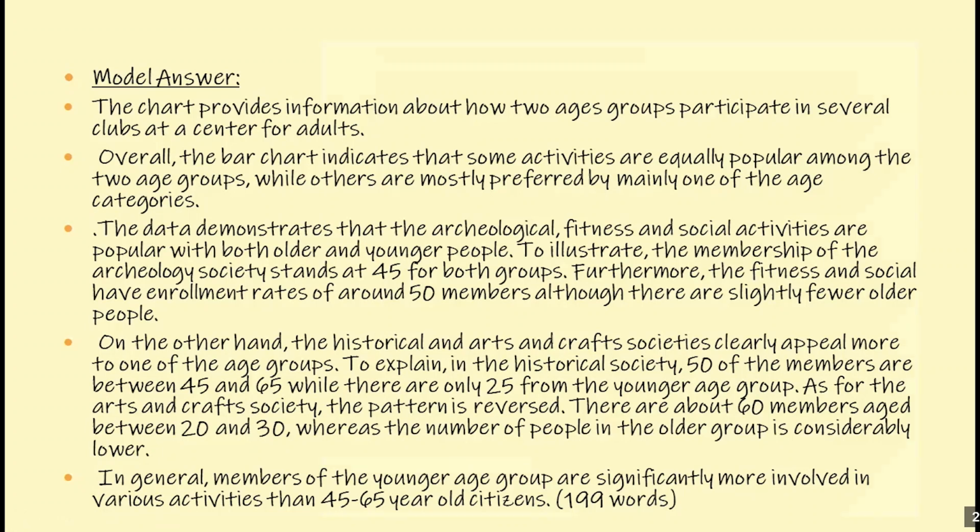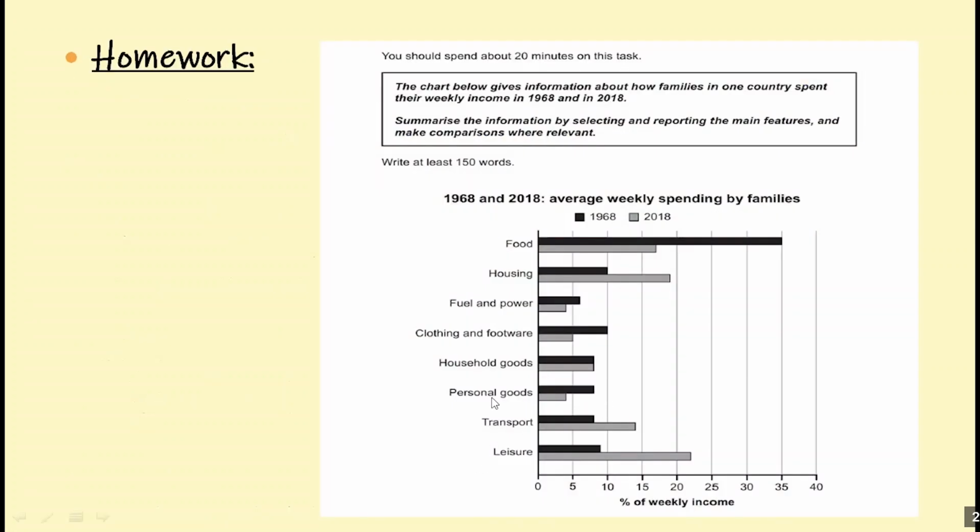Okay, this is going to be your homework. You should spend about 20 minutes on this task. The chart below gives information about how families in one country spend their weekly income in 1968 and 2018. So 1968 and 2018 average weekly spending by families: food, housing, fuel and power, clothing and footwear, household goods, personal goods, transport, leisure, and so on. Write this essay and send it to me so I can give you some feedback.